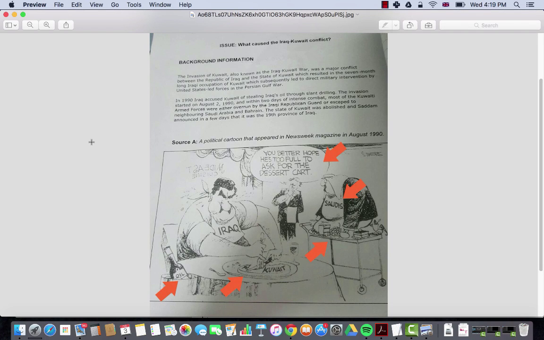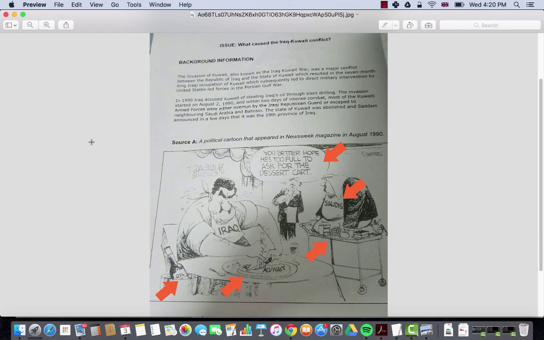So Dylan had a question about this source-based question on a political cartoon. I thought I'd just record a quick video to talk about what he can do to improve his answer. So let's just start with the source itself, as well as the question.